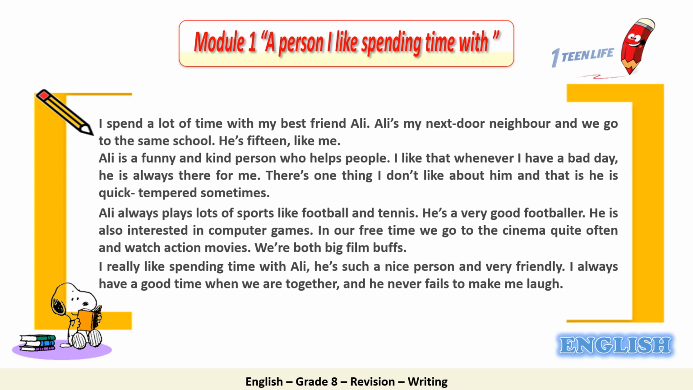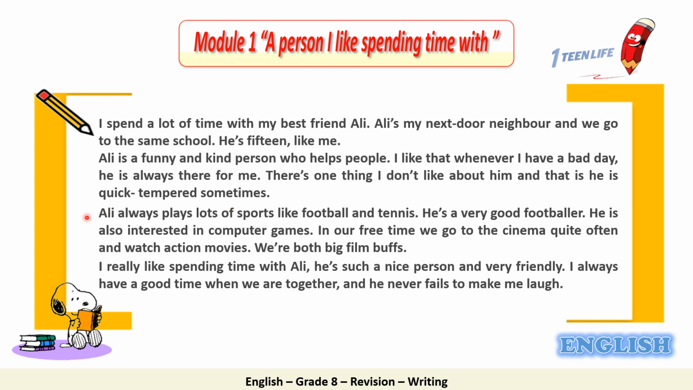Now look at this model. The writer begins with general information about the person. He mentions that his name is Ali, and he mentions how he knows him. He is his next-door neighbor, and they both go to the same school. Then we have a description of Ali's personality. He is funny, kind, and likes to help people. The writer then mentions one thing he likes about Ali, and that is he is always there for him. And one thing he doesn't like, and that is he is quick-tempered sometimes.